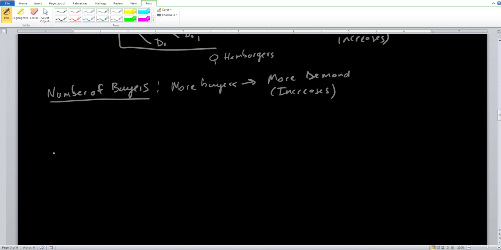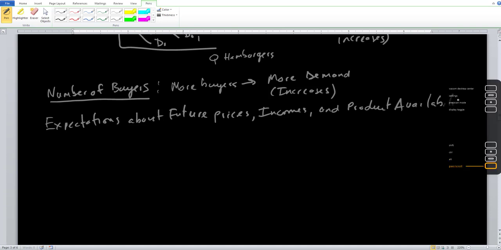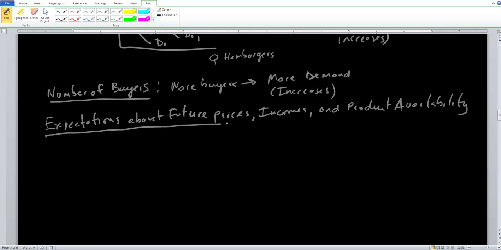Finally, we take a look at the last determinant, which is expectations. Expectations about a few different things: expectations about future prices, future incomes, and future product availability. And once again, the key operating word here is future. We're changing future prices, future incomes, and future product availability, and not necessarily current prices.